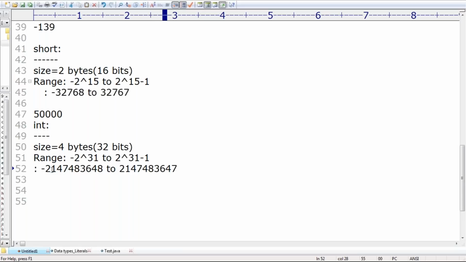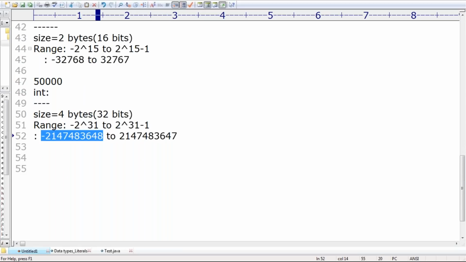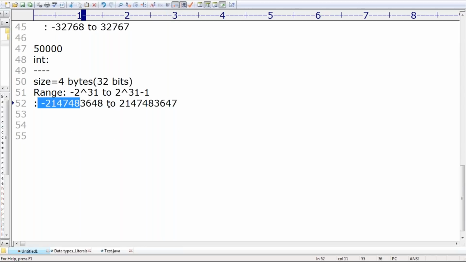Remember that this is something like a mobile number which contains 10 digits. Minus 21, 47, 48, 36, 48 to 21, 47, 48, 36, 47. Make sure, sir, you people should be aware. This is the most commonly used range. Even if you want to represent 10, our value always goes for int type only. In general, we never go for byte and short that frequently.